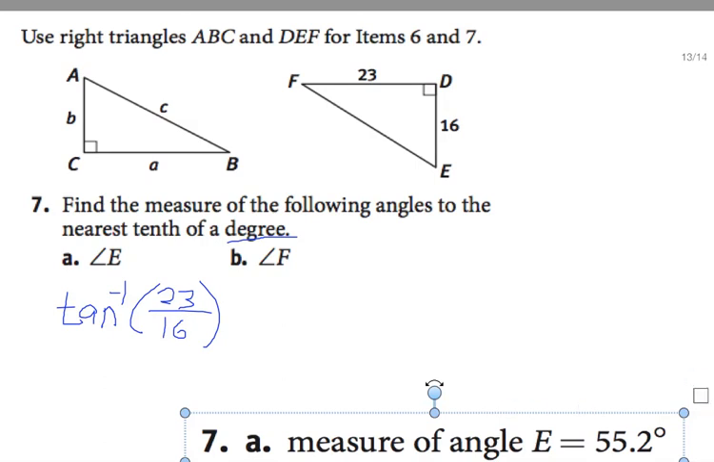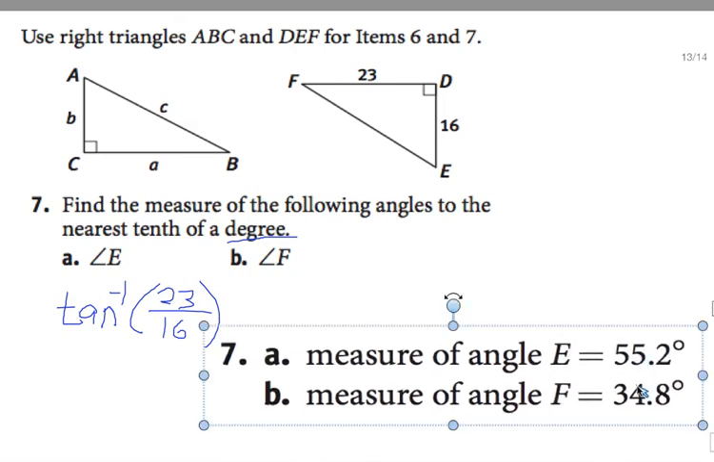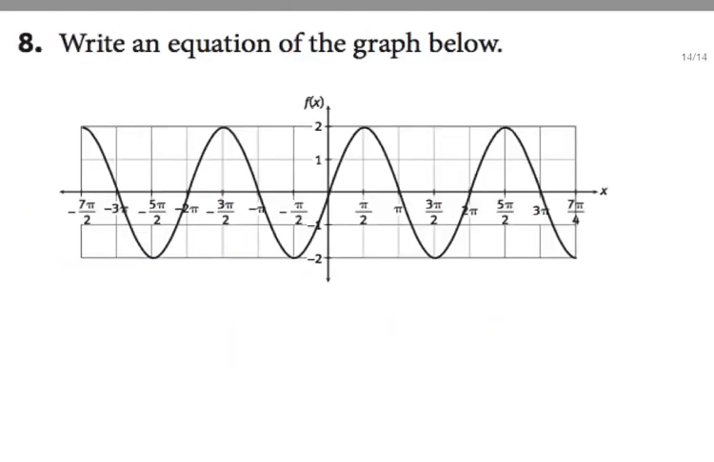For F, you would set it up. The opposite side is 16 and the adjacent is 23. So it'd still be inverse tangent, but it would be 16 divided by 23. And then your value is 34.8 degrees for angle F.